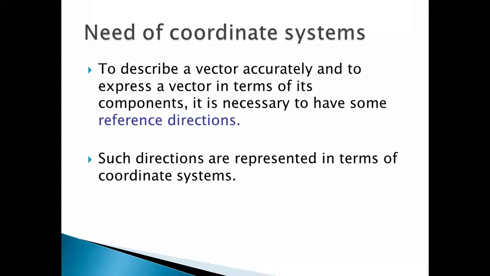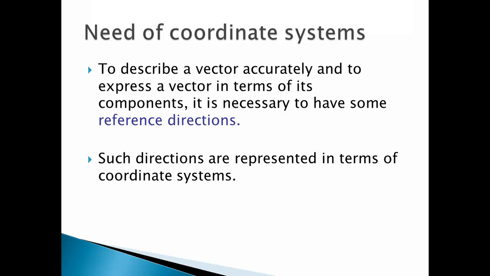Why do we need coordinate systems? All of you may know that when we are using two-dimensional systems, at that time we are using the x and y coordinates, right? And when we are using three-dimensional systems, we are using x, y, and z coordinates. But these coordinates come under one coordinate system, that is called the Cartesian coordinate system. So there are different coordinate systems which are used to represent any vector.